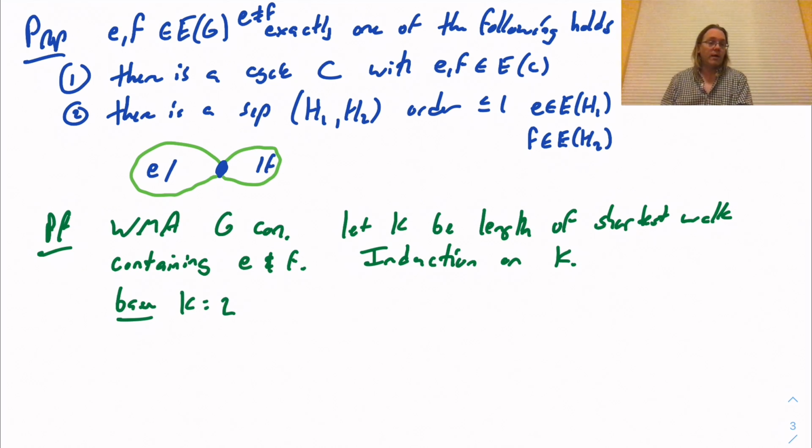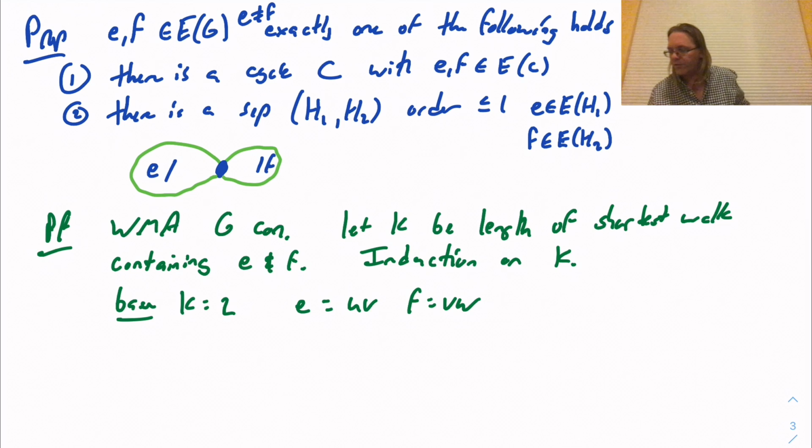And if we can succeed with these, then we win. Then we're done. So k equals 2. So if k equals 2, then E and F actually have to share an endpoint, right? Then I may as well assume that E equals, say, UV, and F is the edge from V to W.